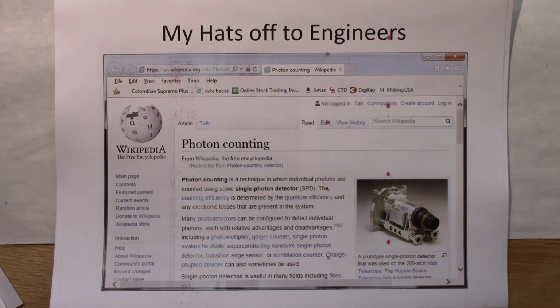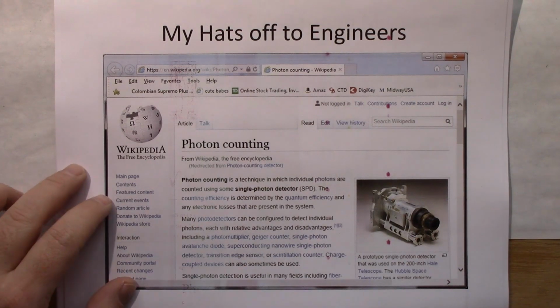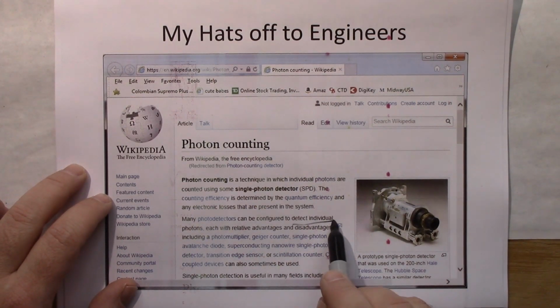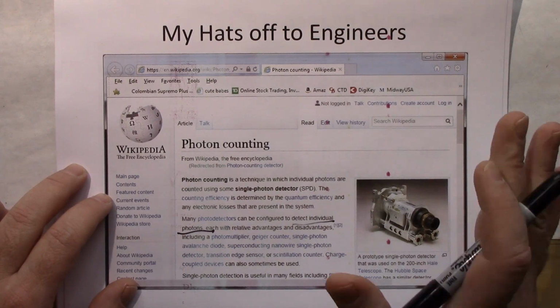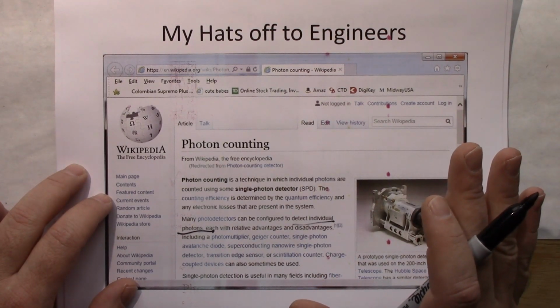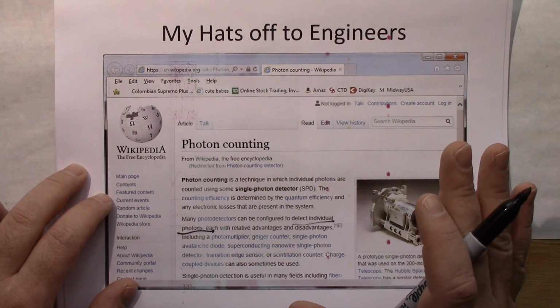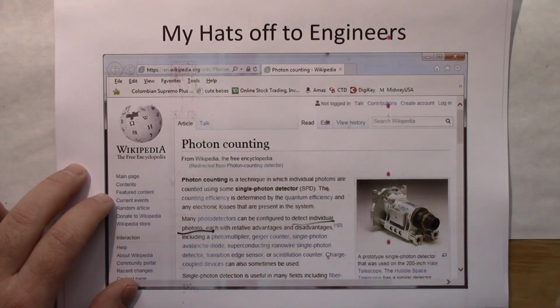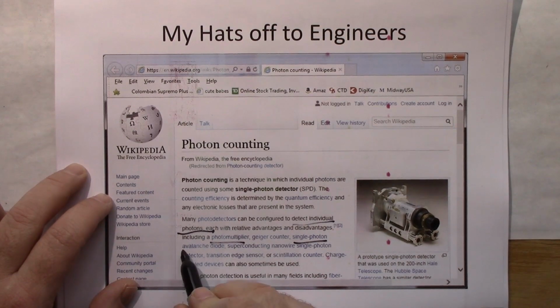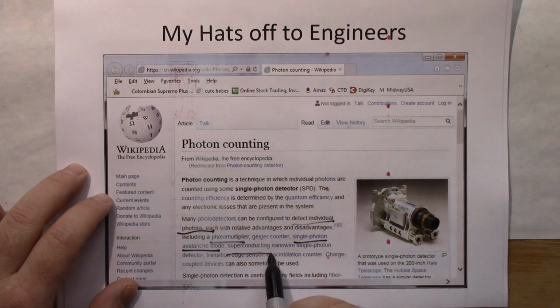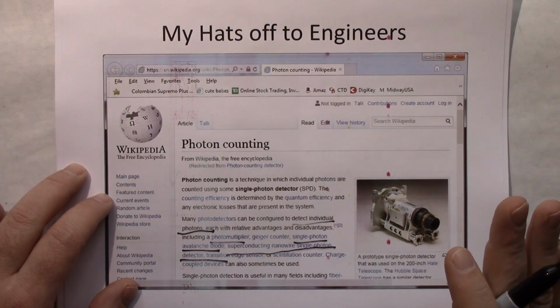But my hats are off to engineers, because they're selling physicists photodetectors configured to detect individual photons, which is complete nonsense, because I've shown you before it takes thousands or millions of waves combined with noise to finally get one of those electrons to bounce off from a photomultiplier, from a single photon avalanche diode, superconducting nanowire single photon detectors. That's all bullshit.